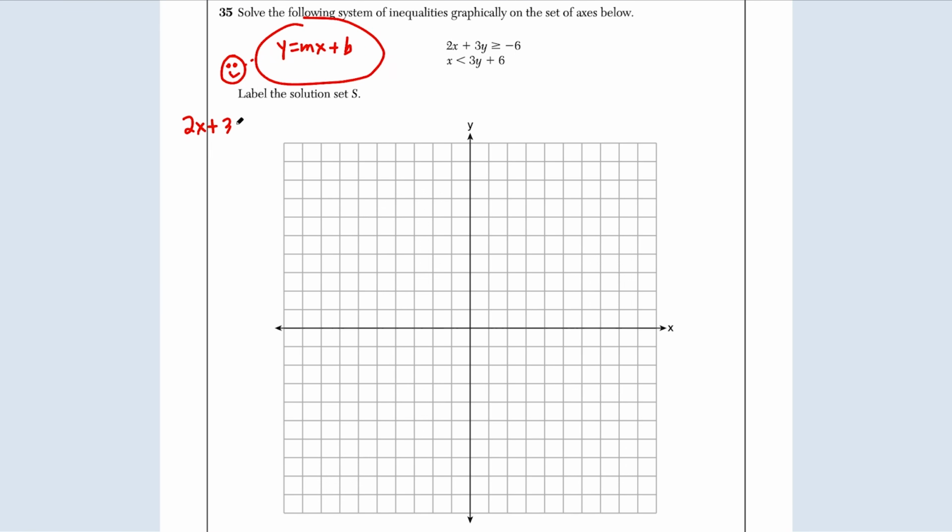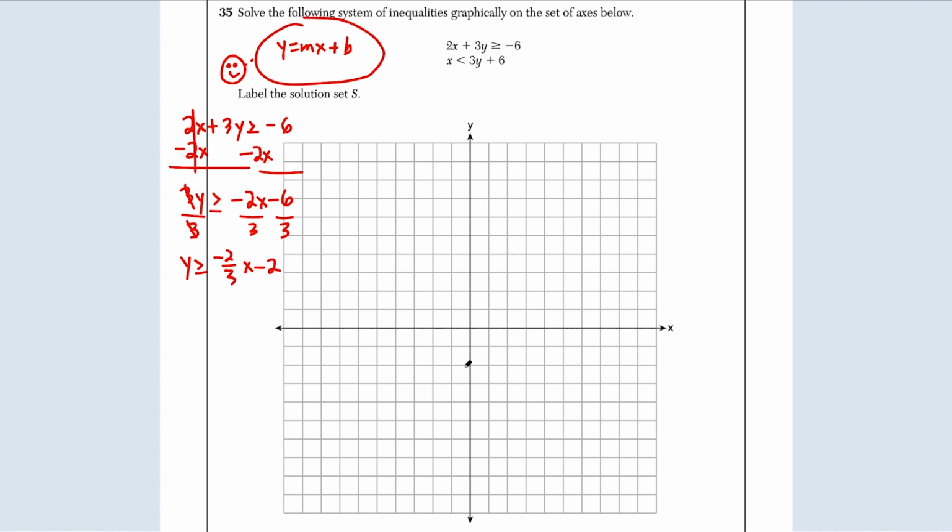So let's say we take the first one here. We have 2x plus 3y is greater than or equal to negative 6. We're going to solve this for y. We could start by subtracting 2x on both sides, and this is going to cancel out on the left. And we've got 3y is greater than or equal to negative 2x minus 6. And then we have to divide everything by 3. And that's going to give us this inequality here. We're going to have y is greater than or equal to negative 2/3 x minus 2. So here I'm noticing right away that our slope is negative 2/3 and our y-intercept is negative 2.